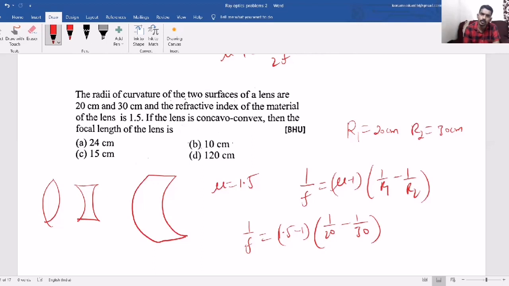But here the only confusion is what? Understanding the question, and you should realize what is concavo-convex. Sometimes they will also ask convexo-concave. Then it is reverse. Convexo-concave, like this it will come. So depending upon the question given, you have to take the lens. Sometimes they will ask plano-convex lens, all those things.